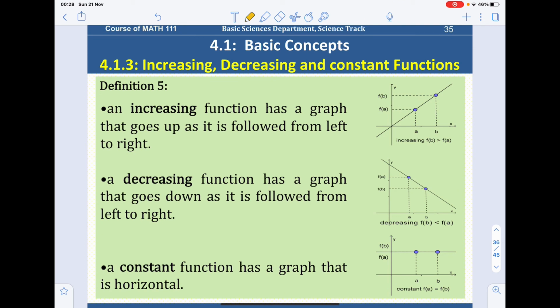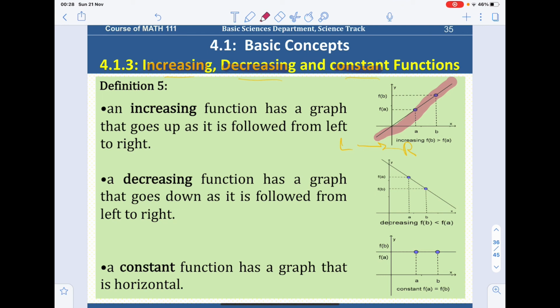Now we have the increasing, decreasing and constant functions. We have 3 types of functions: increasing function, decreasing function, constant function. This is a type of increasing function. Increasing function means that when we go from the left to the right, we can see that the function is going up.